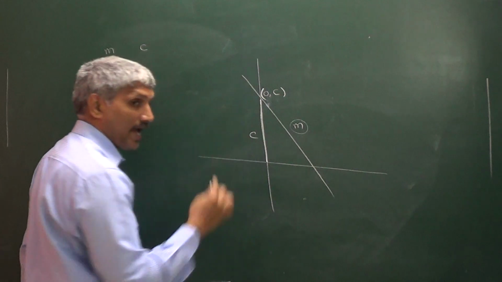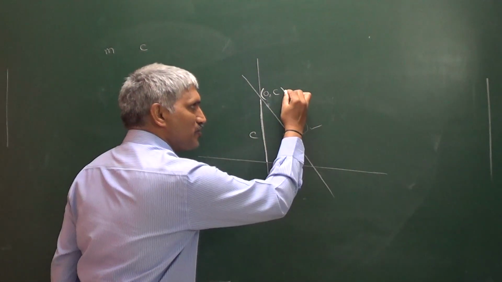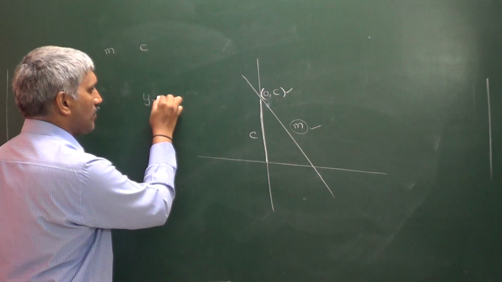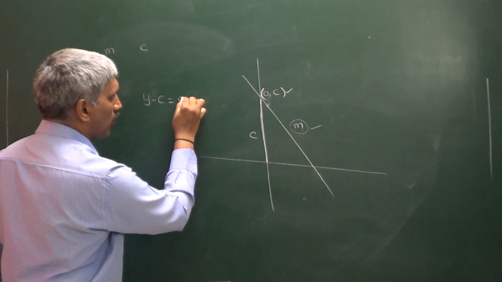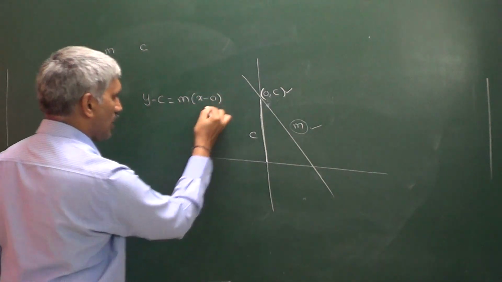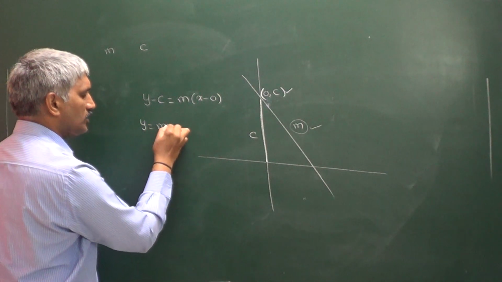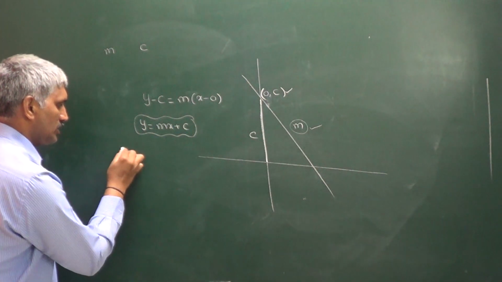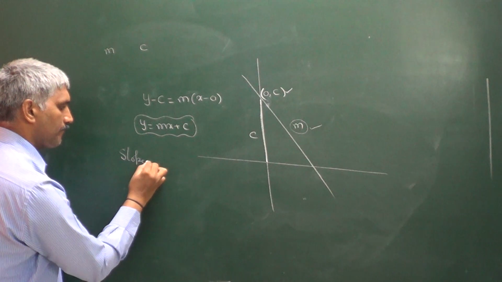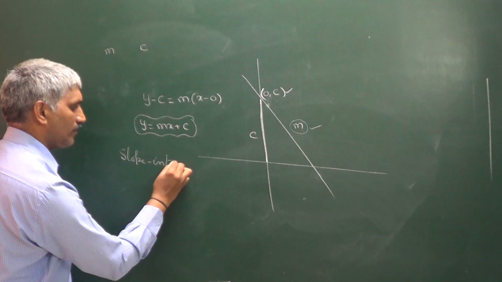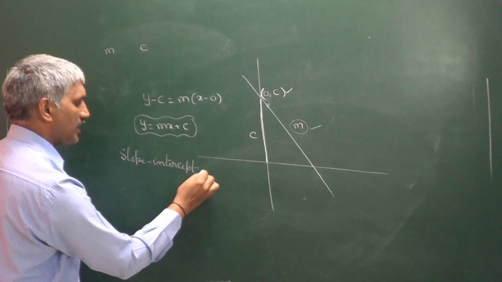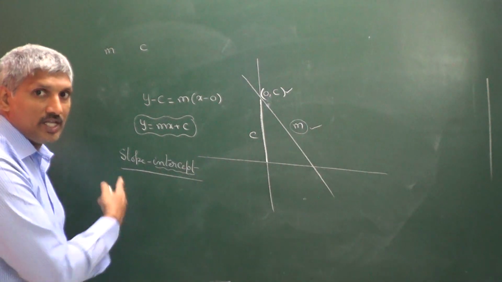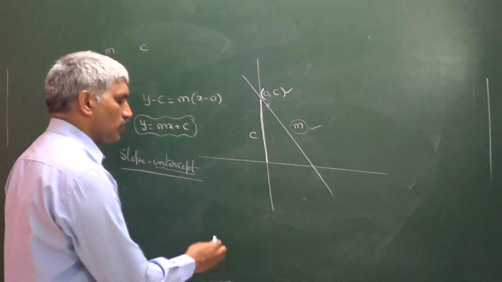Slope is given as m. You know the slope and you know the point. Then how do we find the equation of the line? The equation of the line is y minus y1 is equal to slope into x minus x1. Therefore we get y is equal to mx plus c. This is the equation of a line in slope intercept form: when slope is m and y-intercept is c, the equation of the line is y is equal to mx plus c.